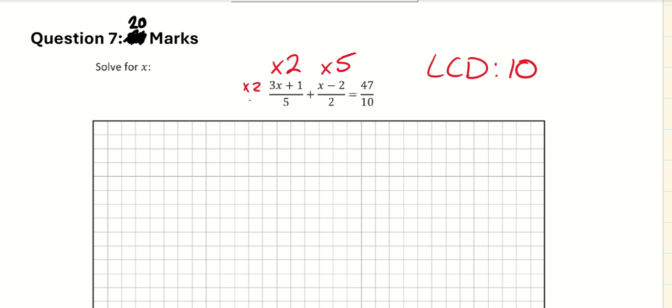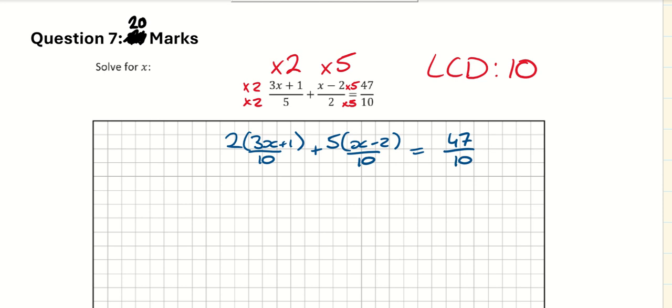So technically what you're doing is multiplying top and bottom by 2 here and top and bottom by 5 up here. So we end up with 2 by 3x plus 1 all over 2 by 5, which is 10, plus 5 by x minus 2 all over 10 equals 47 all over 10. Okay, so since this is a linear equation and we're working it out, these 10s on the bottom, we can essentially just get rid of them by multiplying everything by 10. Now, if you were told to leave it as a fraction, you wouldn't do that, but it'll make life easier.